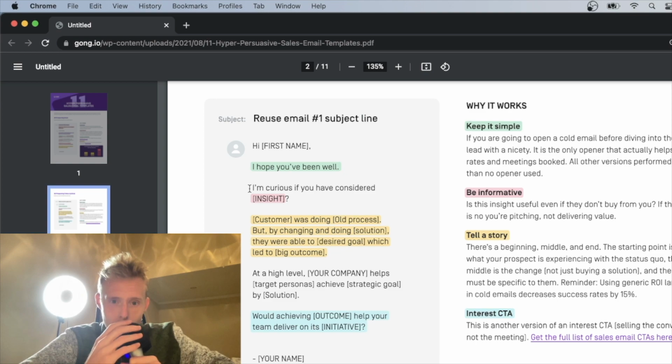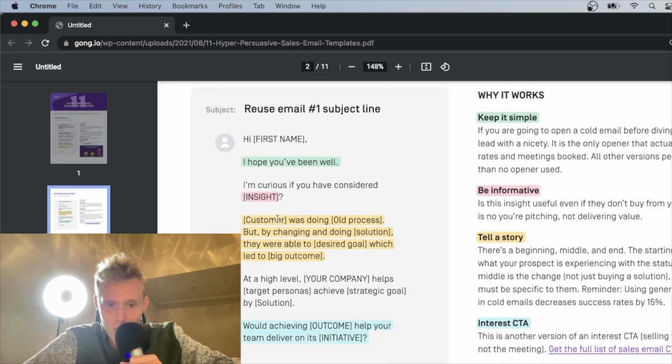I'm curious if you have considered insight. You want to be informative. Is this insight useful even if they don't buy from you? Adding value. That's what this is all about. And customer story. Tell a story.